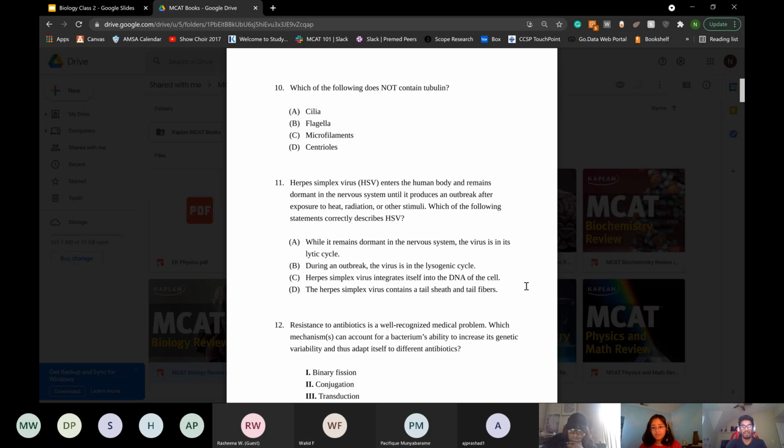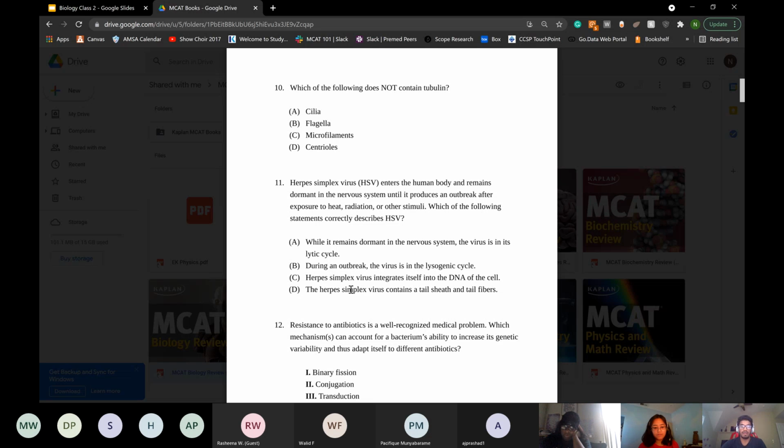To explain that a bit further, A and B aren't correct because they're actually switched in terms of the cycle that they're in. If a virus is remaining dormant, it's considered to be part of the lysogenic cycle, where it is spreading without any symptoms or any extracellular replication. And during an outbreak, the virus would actually be in the lytic cycle, where it is reproducing as fast as it can and ripping open the cell through cell lysis.